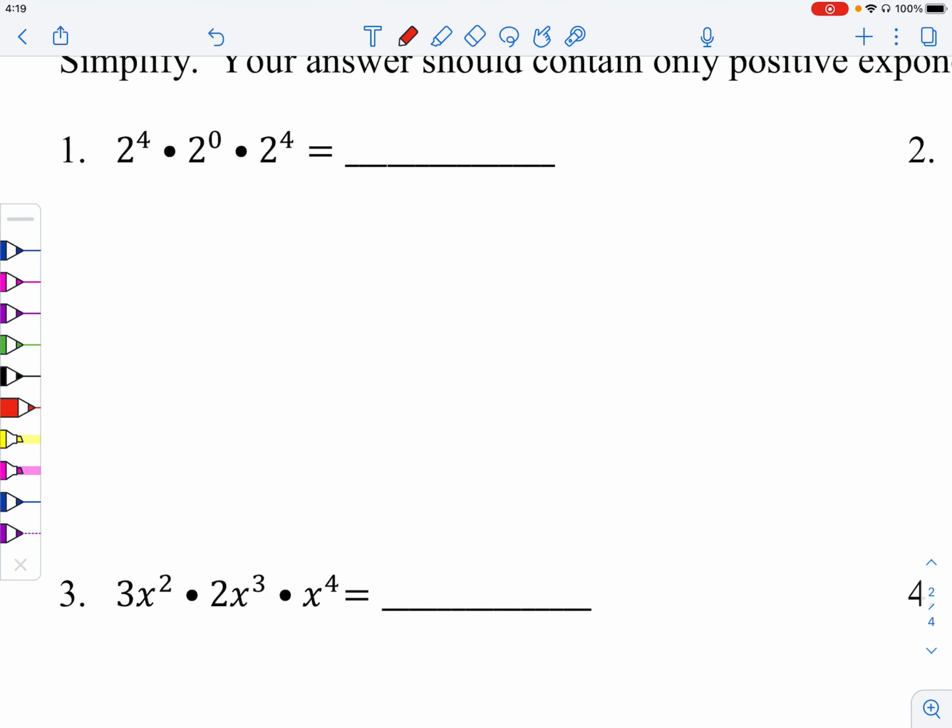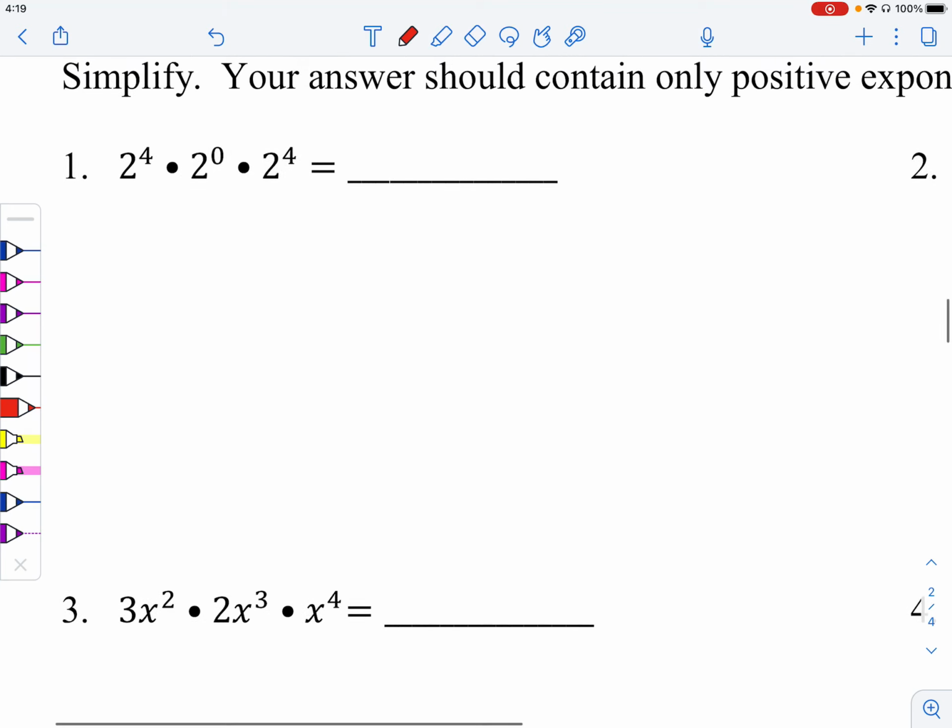Okay, so we get 2 to the 4th power. All we gotta do is write out our factors. So we have 2 to the 4th power right there, so it's going to be 2 four times. Then 2 to the 0th power is equal to 1. Anything to the 0th power is 1, so we can just put 1 there. And then 2 to the 4th power, we have 2 four more times. So we just write out our factors.